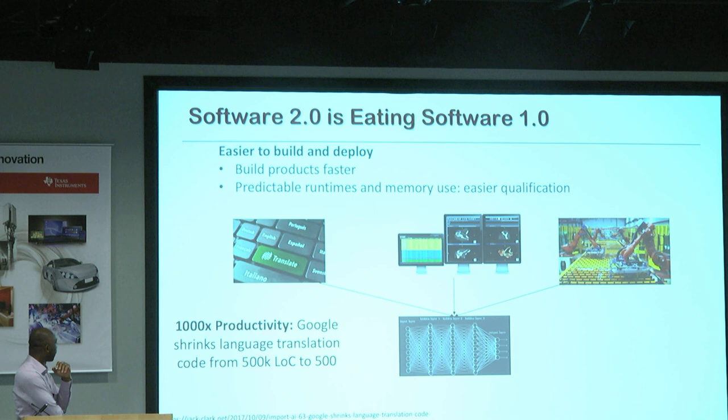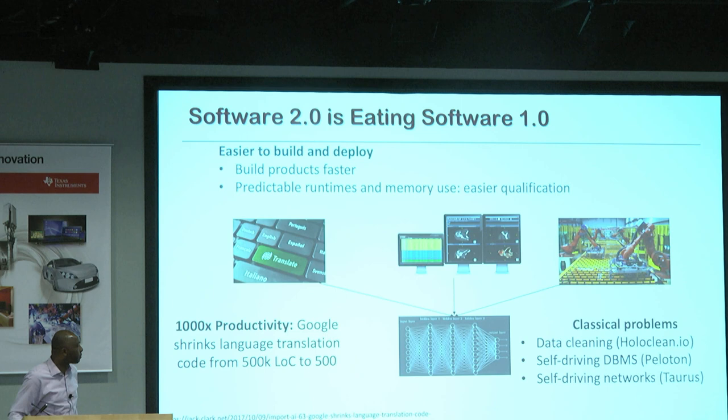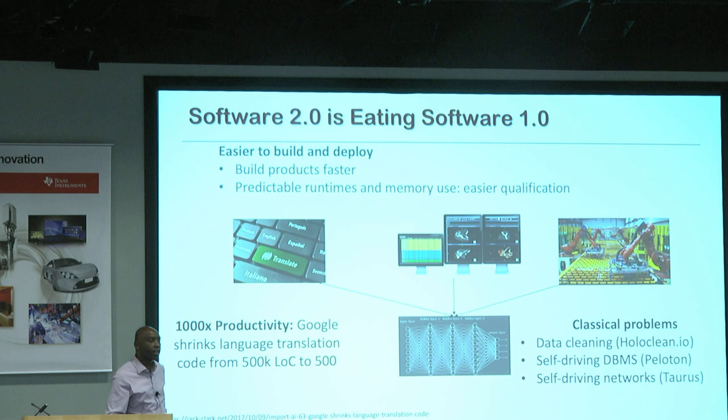But of course, machine learning has become most well known for solving these really high level tasks like image understanding, language translation, autonomous driving, and things like that. But you can also apply it to more mundane classical problems, such as data cleaning for feeding data to structured databases, self-driving databases, and networking. In fact, any place where you've got some sort of NP-hard problem and you are solving it using heuristics, it's often the case that you can replace those heuristics with a machine learned model and get both higher accuracy and simpler code.